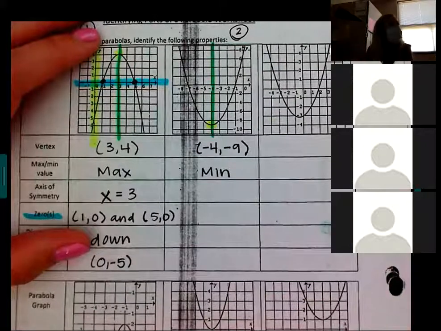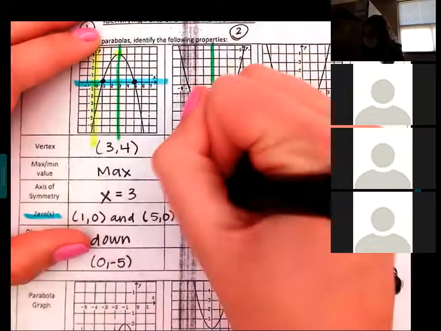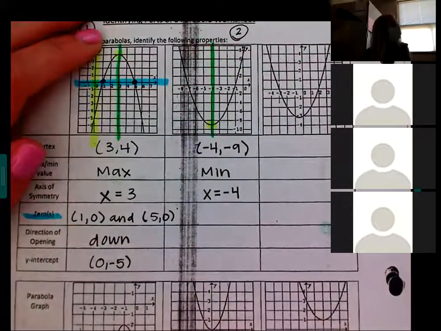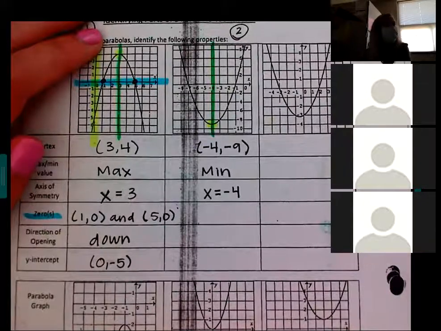What number does it go through? So what are we going to write? Yes. What? Y'all are so smart. X equals -4. Very good. I told you these were easy, didn't I? Not too bad. X equals -4.